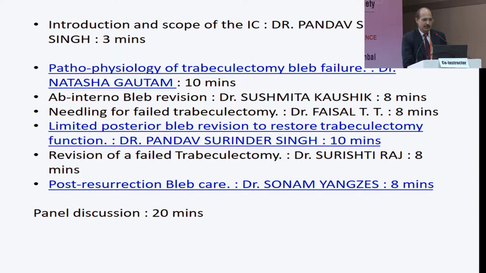We could do a bleb needling. We could do an ab externo revision. I will also be introducing a limited posterior bleb revision to restore trabeculectomy function. And then we have a fresh trabeculectomy, or you can do the trabeculectomy at the same site, the revision trabeculectomy. And then also something about how do we handle these cases post procedure.